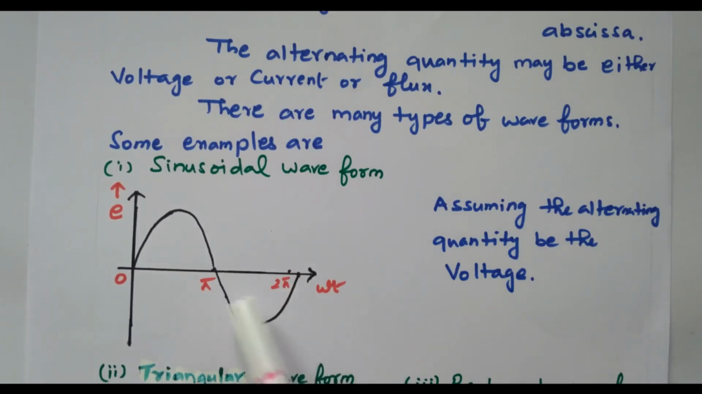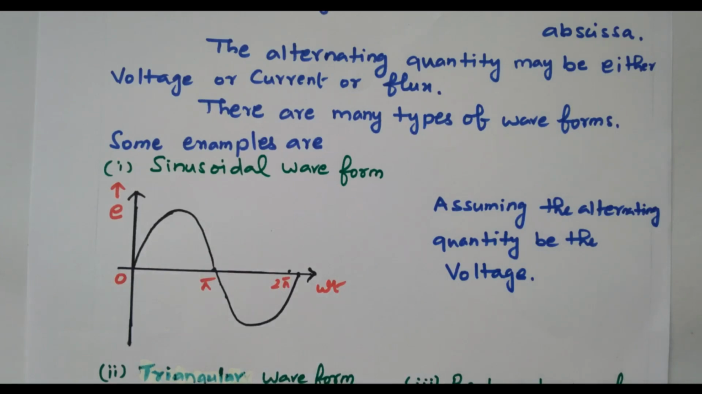From 180 to 360 degrees, the same thing is repeated, but it's a negative cycle. So positive and negative voltages keep on changing, so it is called an alternating quantity. Alternate means positive to negative, negative to positive, like that it will go. Due to that it is called a sine wave, an alternating quantity.